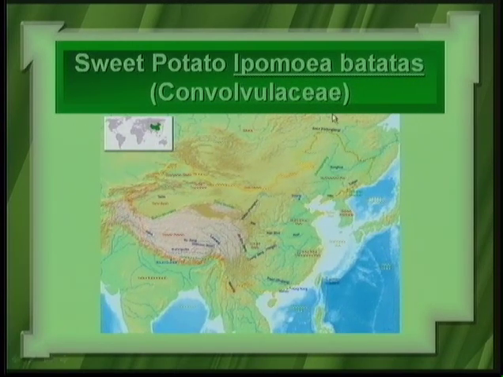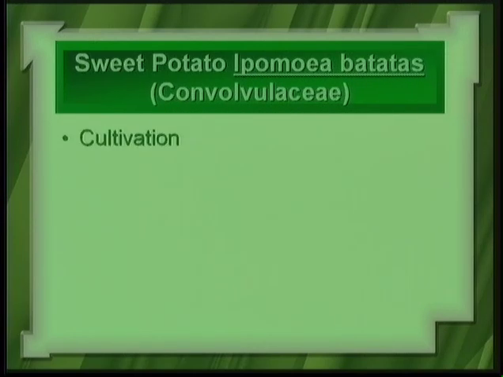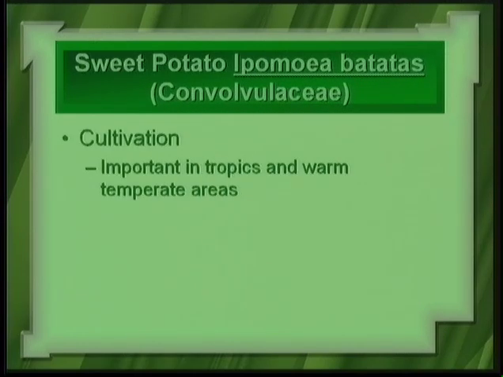And here's a map of China. So the present day border is here in yellow, a big country. And people say that it is the most ancient continuous civilization of any other civilization in the world, okay? Now, cultivation of the sweet potato plant is, of course, important in tropical areas, the subtropics, and warm temperate areas. It's still a very important source of food in some places, all right?